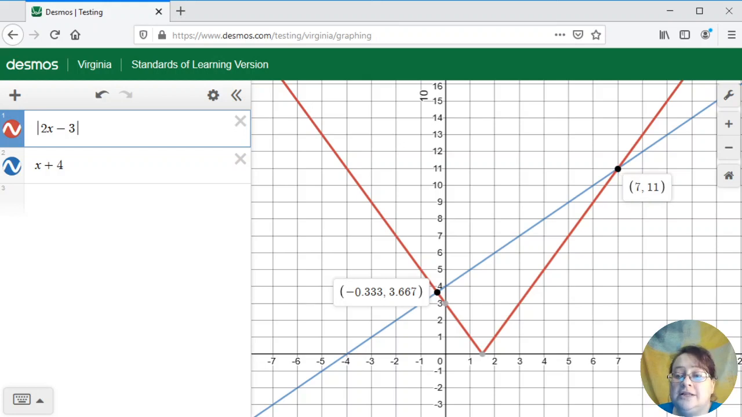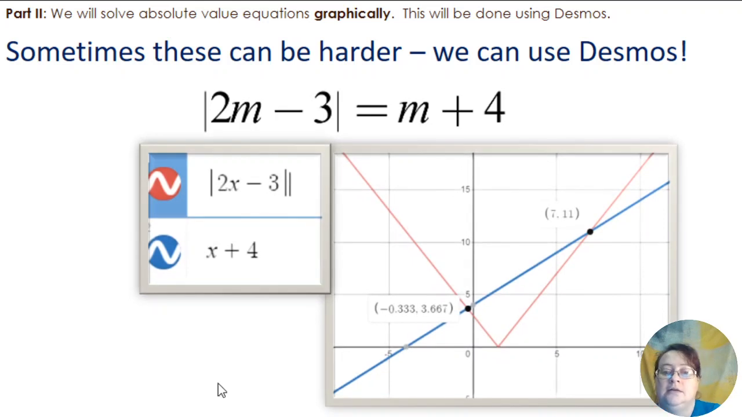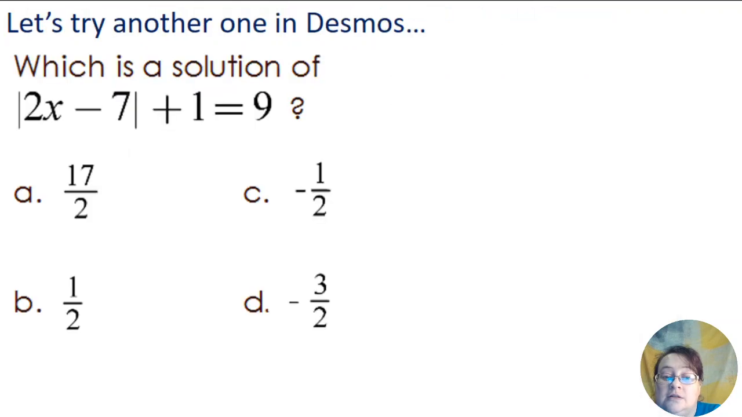So let's take a look at this with our problem. Our graph looks something like this. So we had the absolute value of 2x minus 3 in the first line, x plus 4 in the second, and we found our two intersections. Our possible answer choices are the x values at those intersections, negative 0.333 and 7. So that's my possible answers.